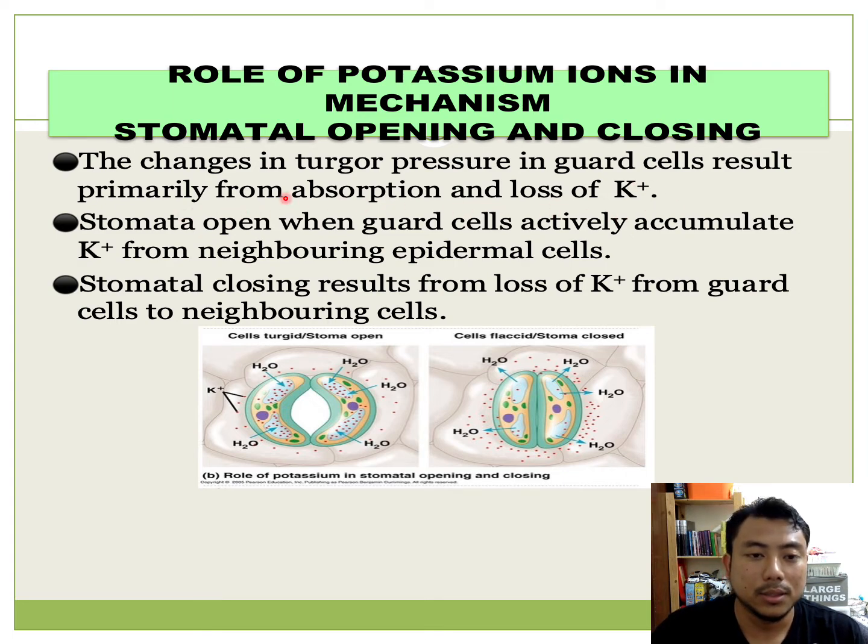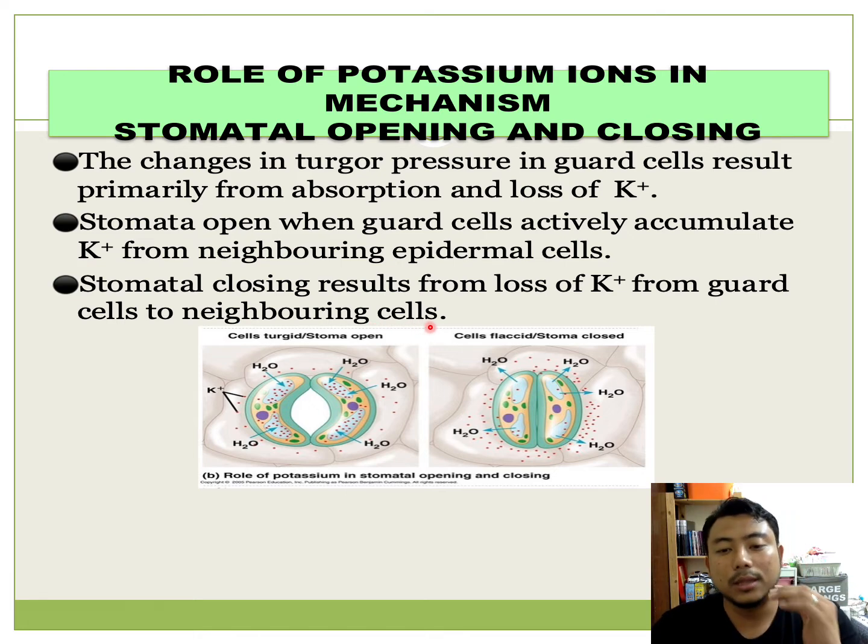ion. Maksudnya perubahan turgor pressure tu iaitu tekanan dekat dalam guard cells tu, maknanya sama ada semakin flaccid ataupun turgid itu tadi, flaccid dalam keadaan dia kempis, turgid tu dalam keadaan yang dia expand, adalah disebabkan absorption, maknanya pengambilan ataupun loss of potassium ion. Stomata open when guard cells actively accumulate, maknanya ambil ataupun membawa masuk potassium ion from neighboring epidermal cells, whereas stomata will close as a result of loss of potassium ion from guard cells to the neighboring cells.